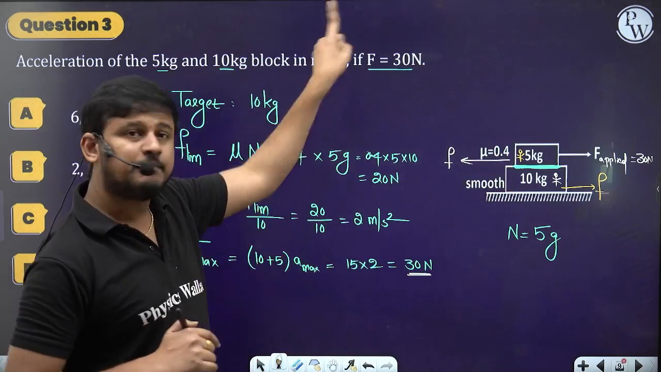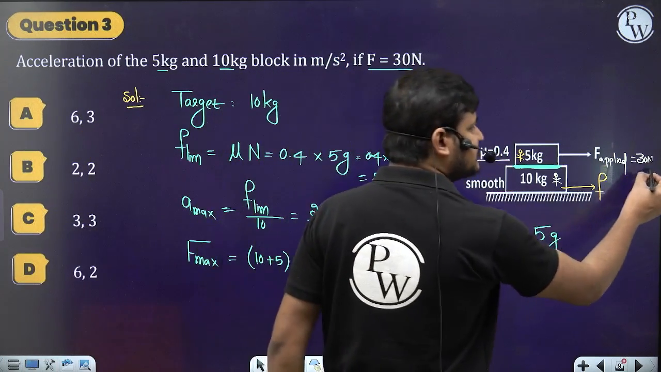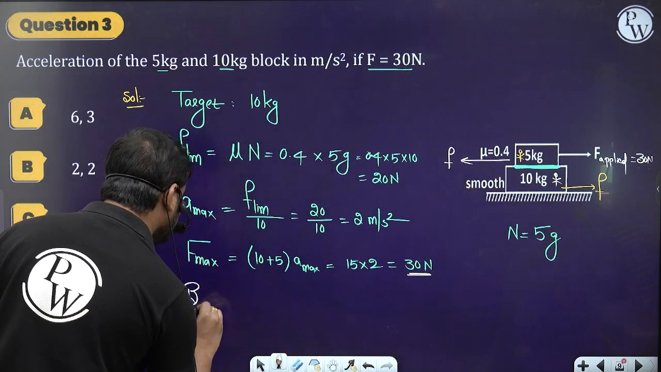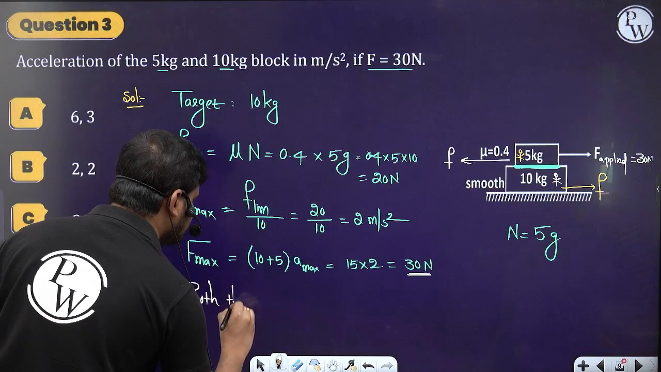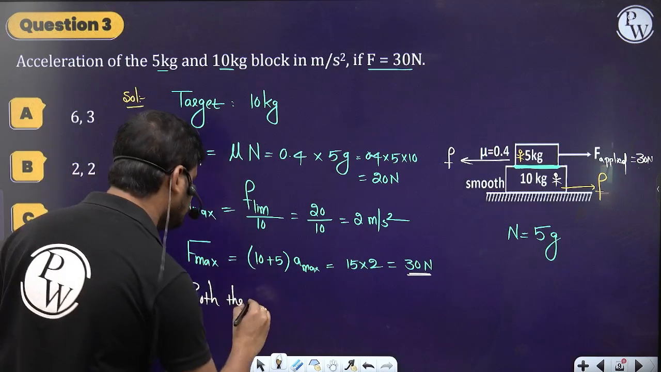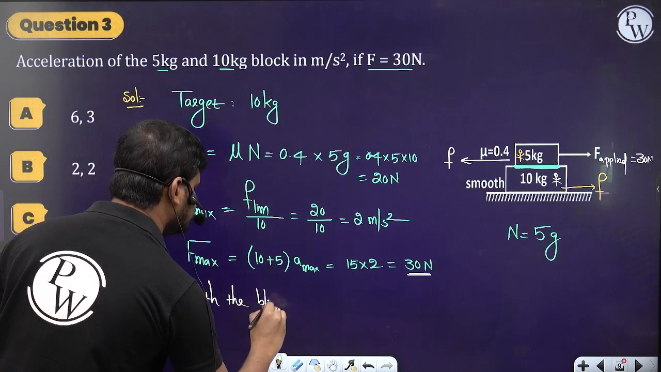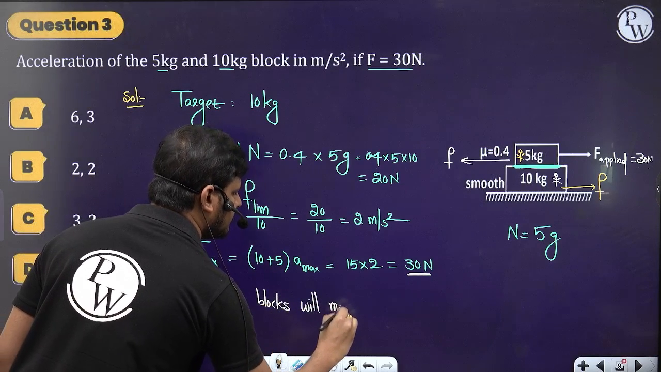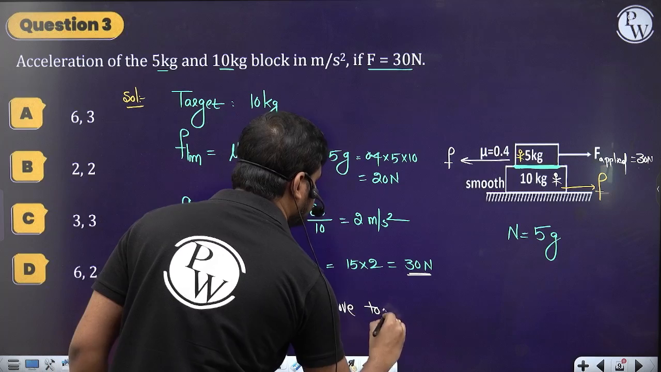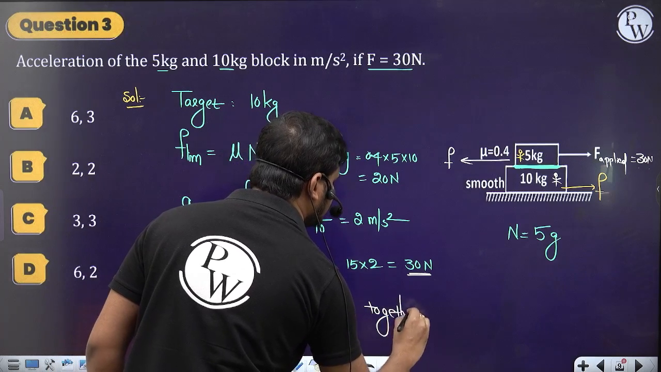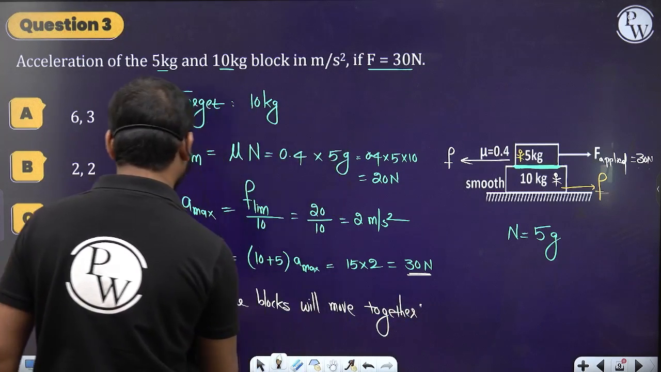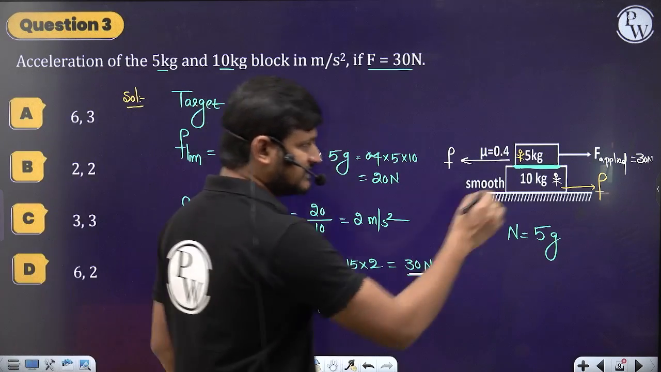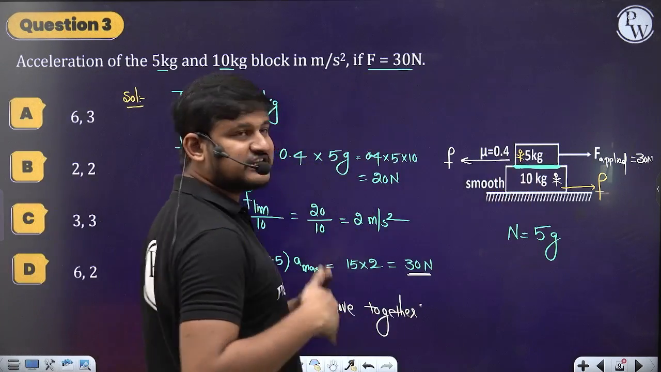Now, what is the applied force? The applied force is exactly 30 newtons. So both the blocks will move together up to 30 newtons. Both the blocks will move together. So is this concept clear, everyone? Chal. Now, next.